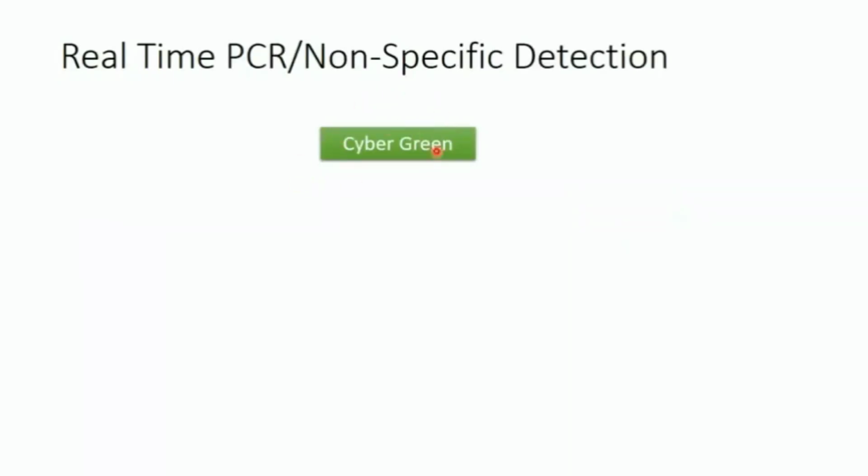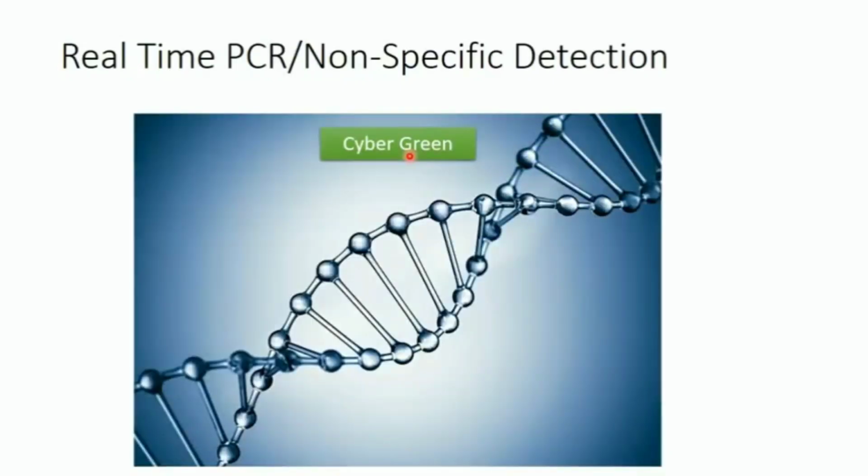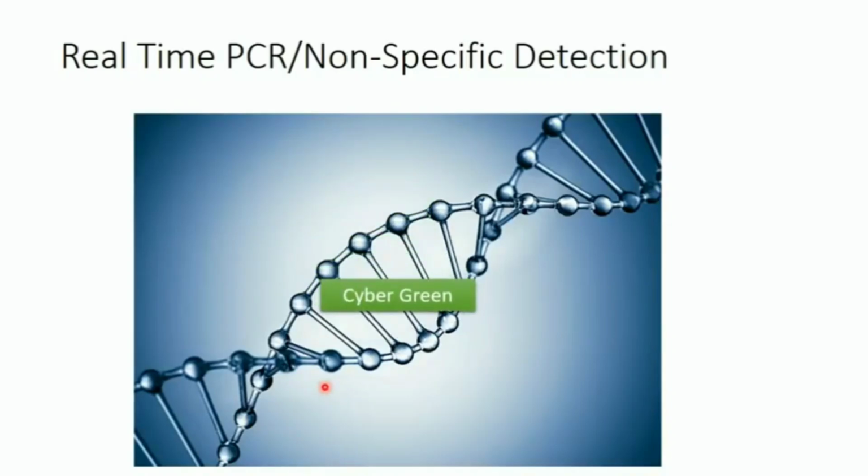Cybergreen it's a green fluorescent, of course, fluorophore. From its name, it's green, and it can detect the double-stranded DNA. It's very sensitive to double-stranded DNA. So let's say we have a double-stranded DNA. The cybergreen can bind to the minor groove of the double-stranded DNA. So the cybergreen can sensitively detect the double-stranded DNA, and then it goes to the minor groove and it binds there. Once the cybergreen is bound to the double-stranded DNA, it becomes fluorescent.